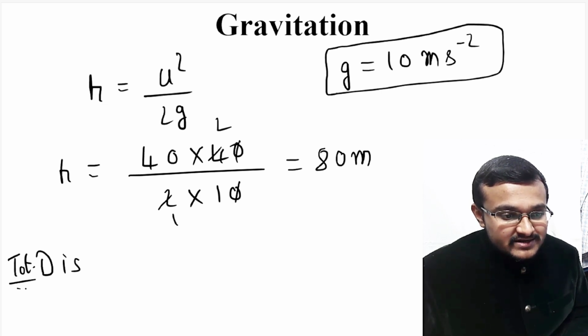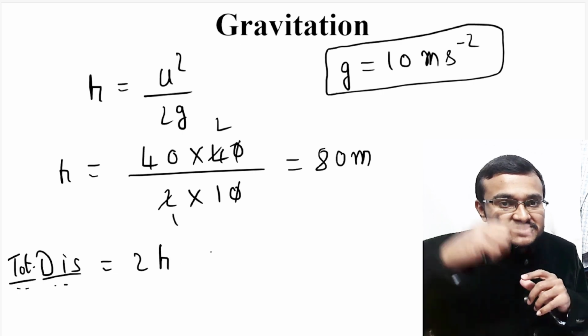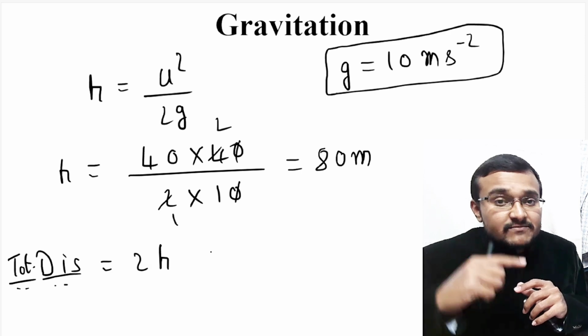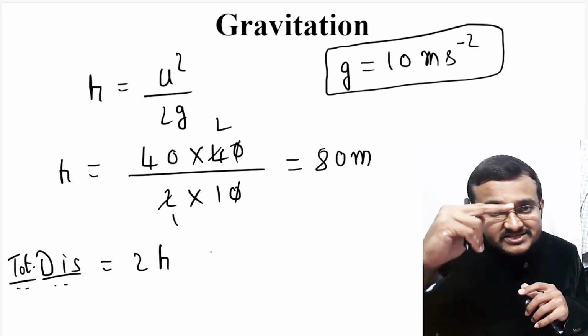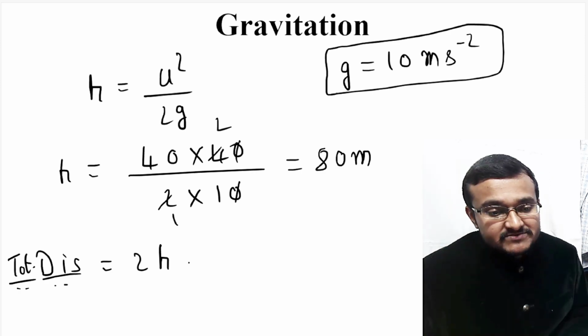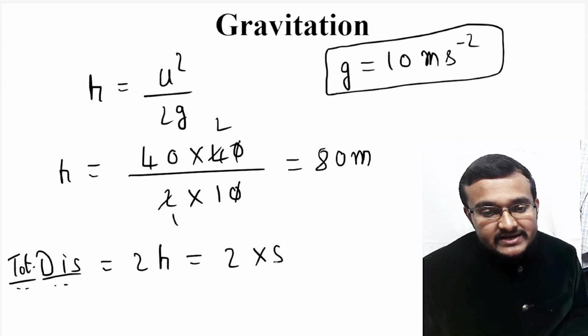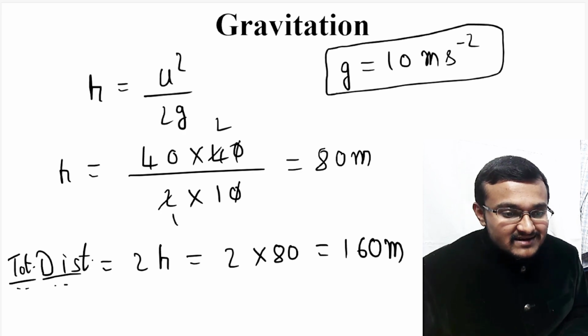The total distance traveled by this stone will be equal to 2 times the height, because it has reached the maximum height and, because of the gravitational force, the stone falls back to the earth's surface. So the total distance covered by the stone will be 2 times the height, that is 2 into 80. So 2 into 80 is 160 meter. So this is distance.